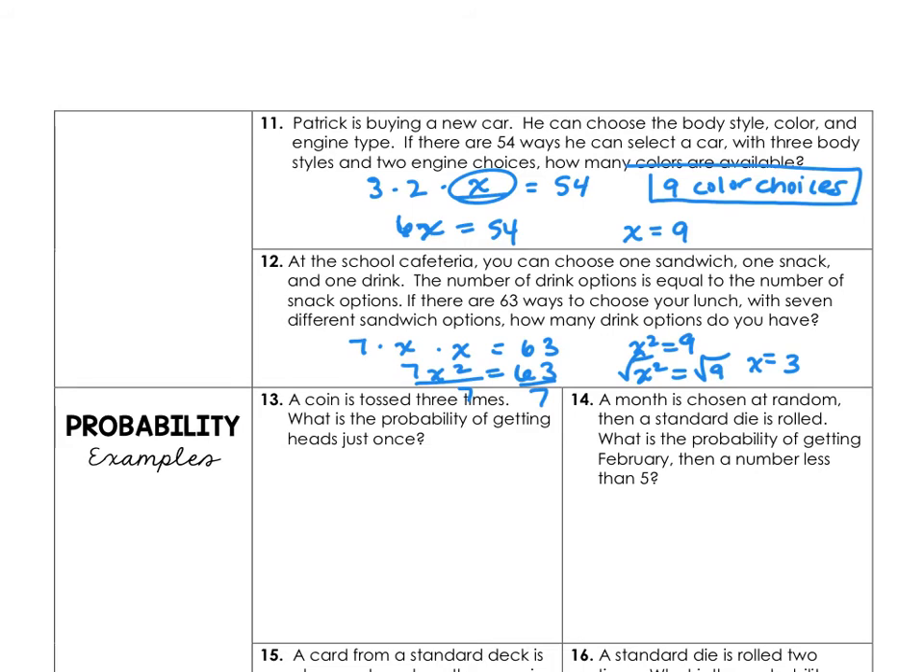Okay, so how could you check your work here? What could we do to make sure that is accurate? You're right. You could put the 3 back in for the x's. 7 times 3 times 3 is 63. So that's how you would know you were correct. All right. Now we've just got some examples to do here.